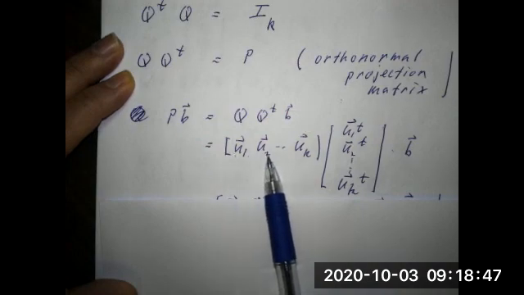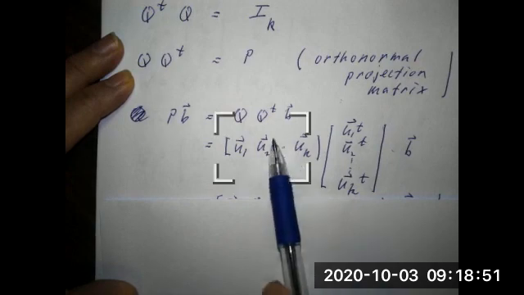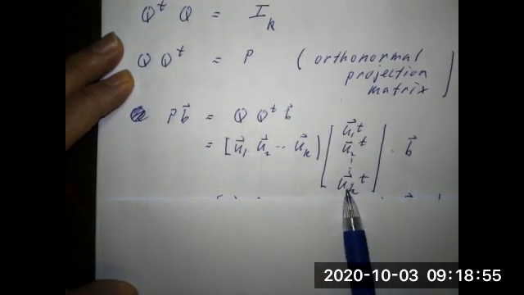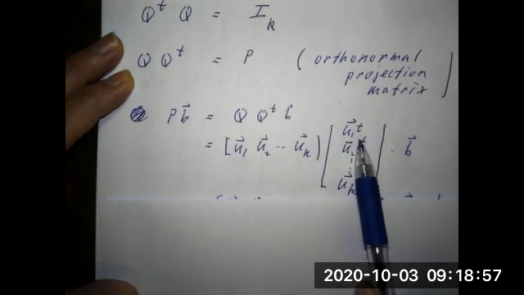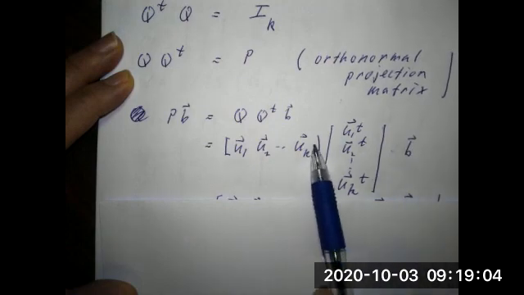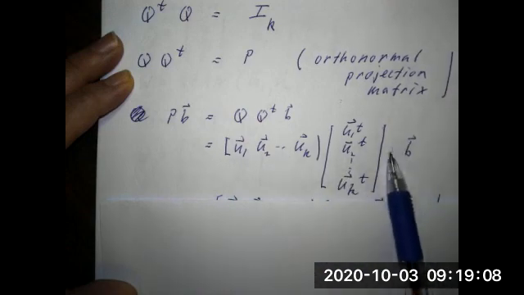So here's Q, u1 up through uk. These are each column vectors. And then Q transpose would be the transposes of these vectors written this way. So that's a row vector, that's a row vector, so on and so forth down the line. Here's my vector b. So this is matrix multiplication, all of these, even though b is a vector.